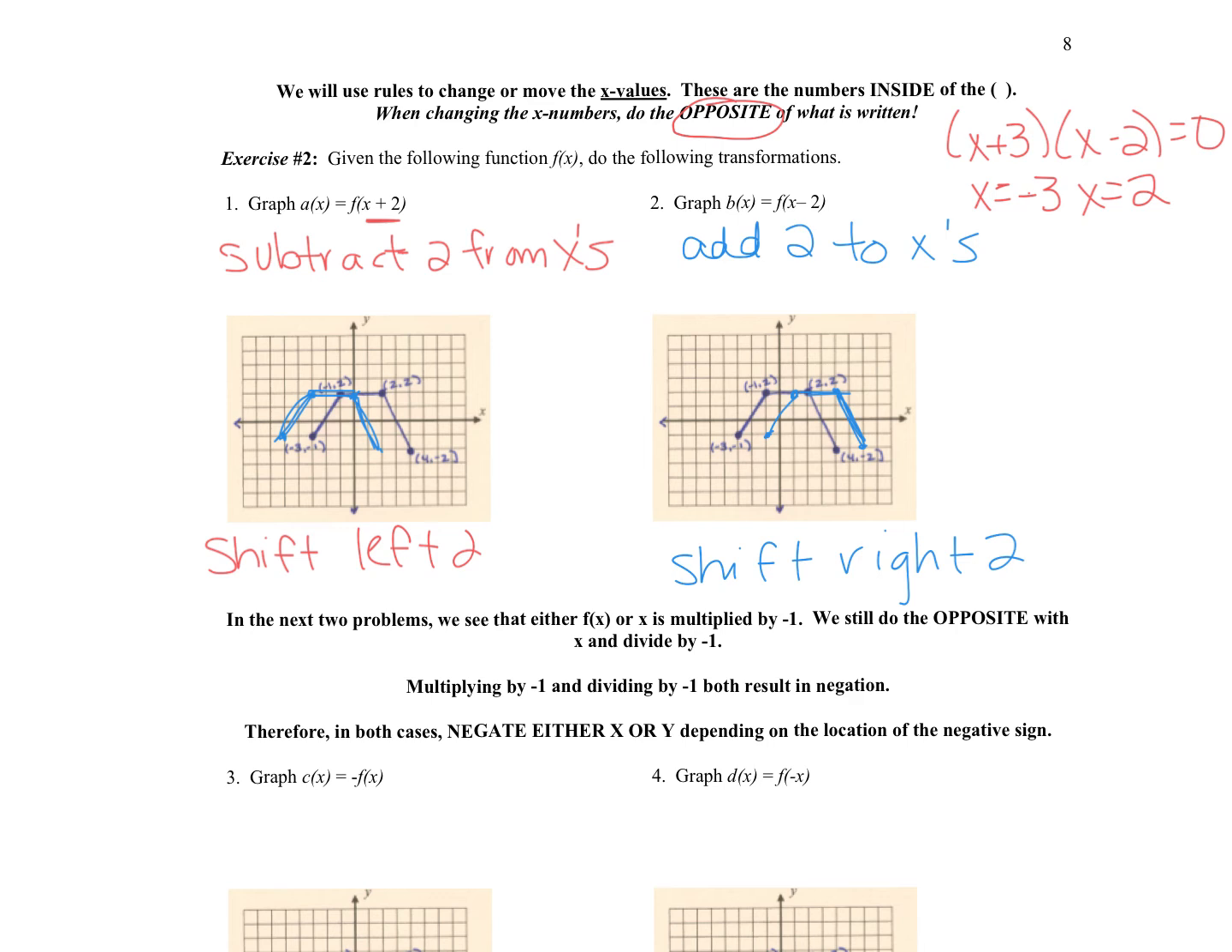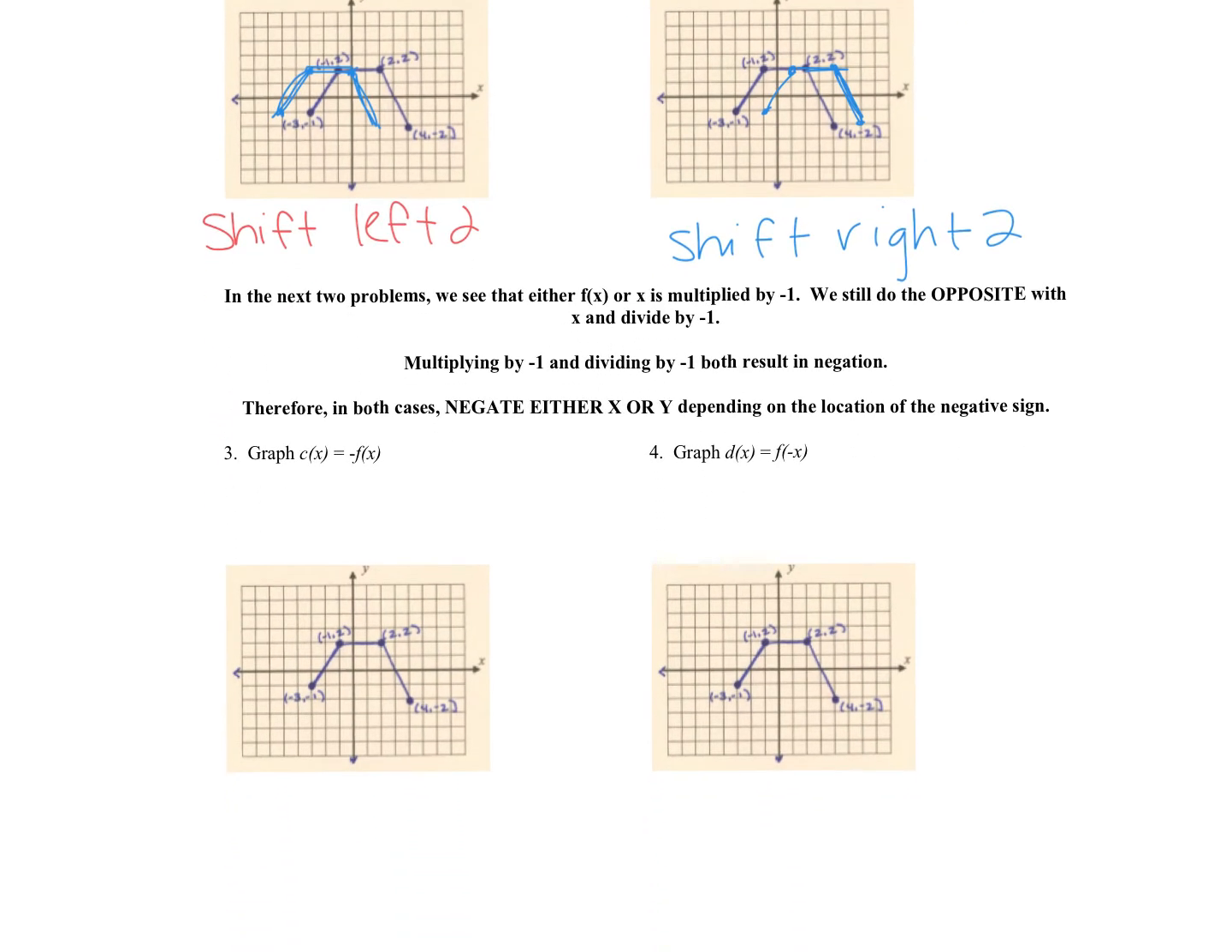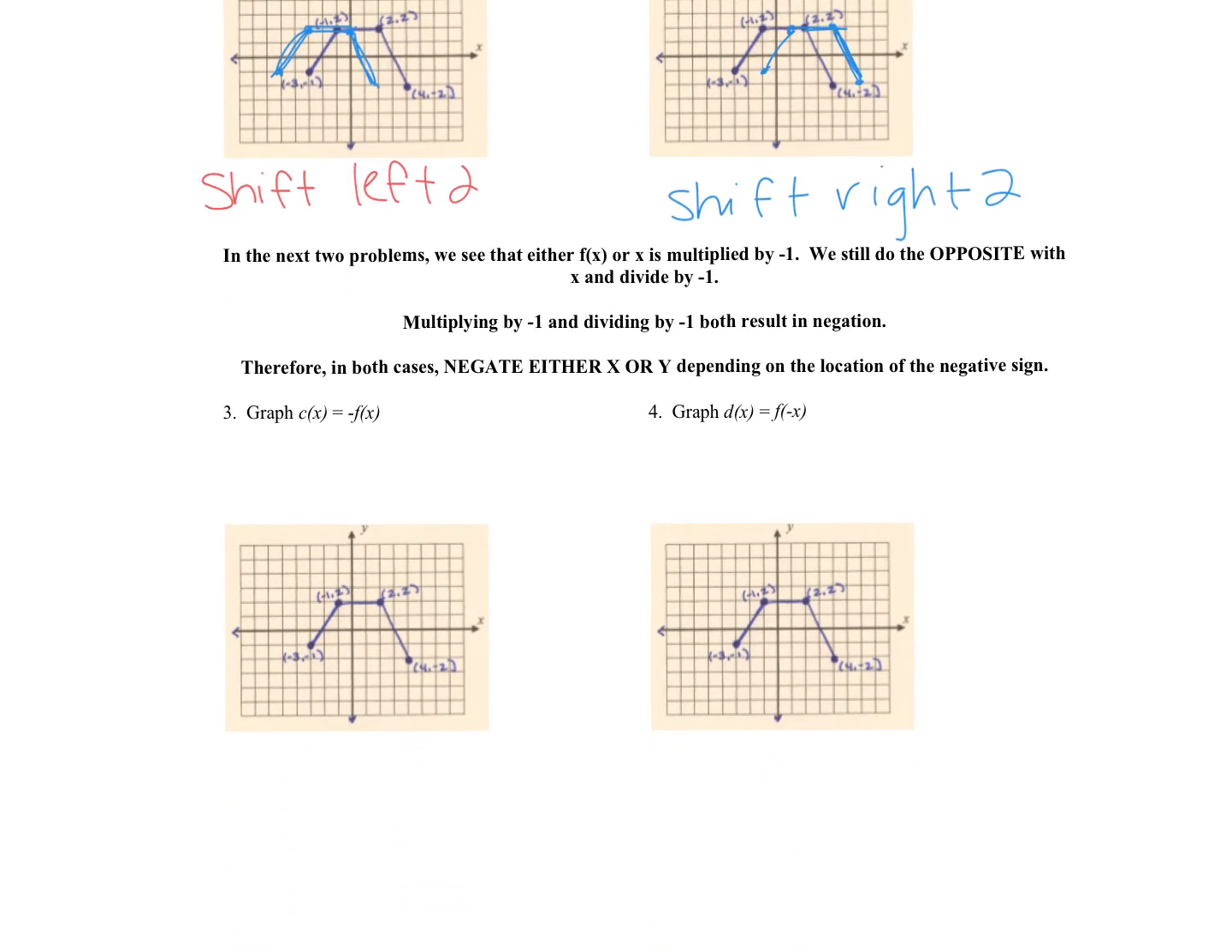It kind of fits in better with a different unit to see those and see the differences between those and some other things we do. So those are coming, but we do not do them here. The last 2 transformations we are going to do are reflections. So it says in the next 2 problems, we will either see f of x or x is multiplied by negative 1. So here's f of x being multiplied by negative 1, or negative f of x, right?